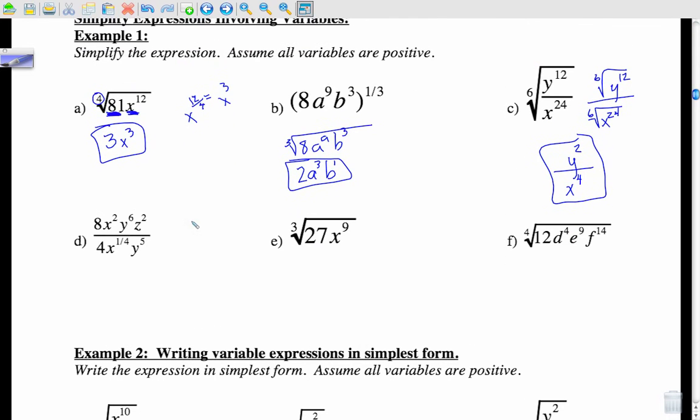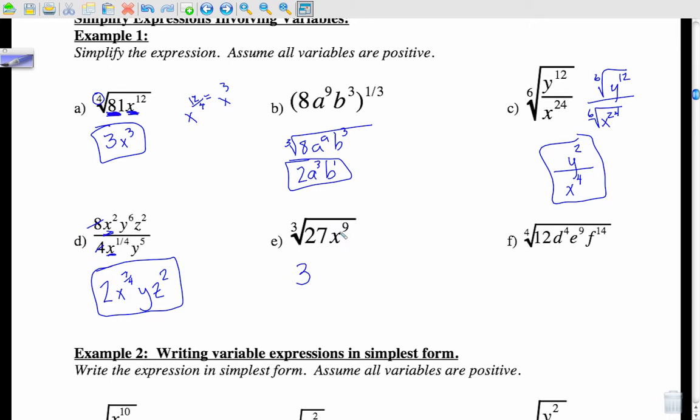Okay, let's put a bunch of variables in there. If I've got 8x squared y6 z squared all over 4x to the 1/4 y5, I'm going to treat this as a bunch of separate problems rather than try to do it all at once. These numbers out front, the coefficients: I'm going to reduce them like a fraction to leave me with just 2. Now just the x's: I've got 2 of them on top and 1/4 of them on the bottom. If you do your subtraction rule, because these are the same base, you'll end up with x to the 7 over 4 by subtracting 2 minus 1/4. Do the same thing with the y. 6 minus 5 is 1, so it's 1y left over, and there are no z's to cancel, so I've got a z squared right there. Done.